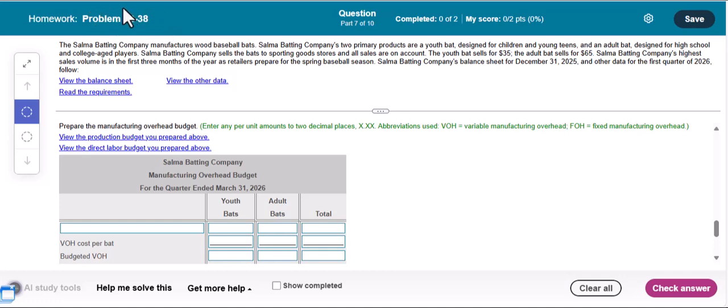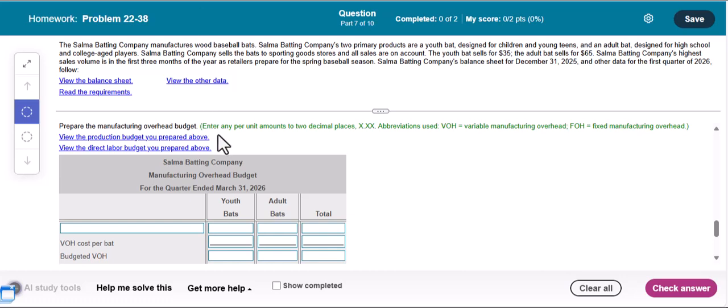Problem 22-38, we're going to prepare the manufacturing overhead budget now. So we want to enter any per unit amounts to 2 decimal places. Abbreviations used are VOH, variable manufacturing overhead, FOH, fixed manufacturing overhead.